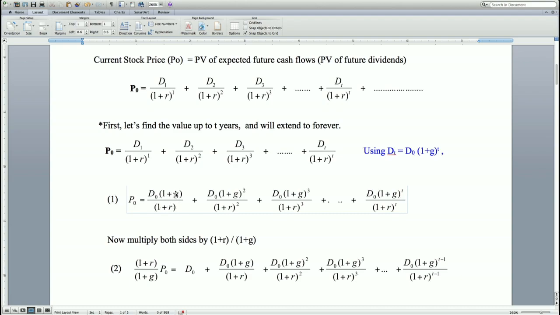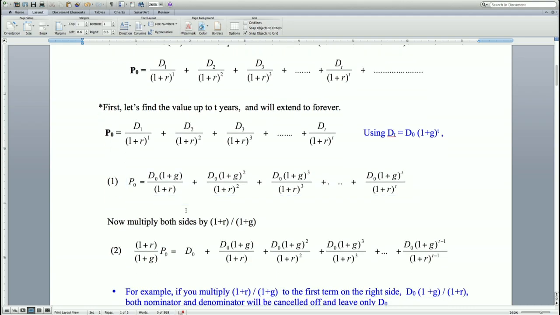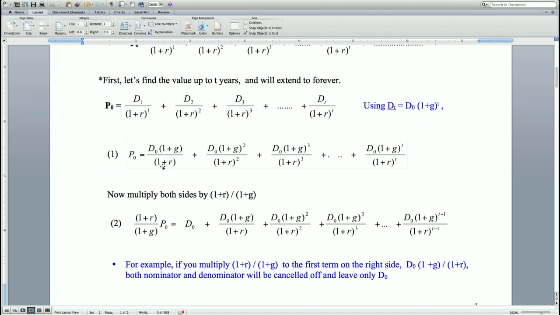Numerator, denominator: everyone has 1 plus g in the numerator and 1 plus r in the denominator. So we multiply by the inverse, 1 plus r over 1 plus g. Then what happens here? The first term, the left side, P0, we multiply by 1 plus r over 1 plus g, times P0. If you multiply the left side by this, that means on the right side, every term, you have to multiply by the same 1 plus r over 1 plus g.